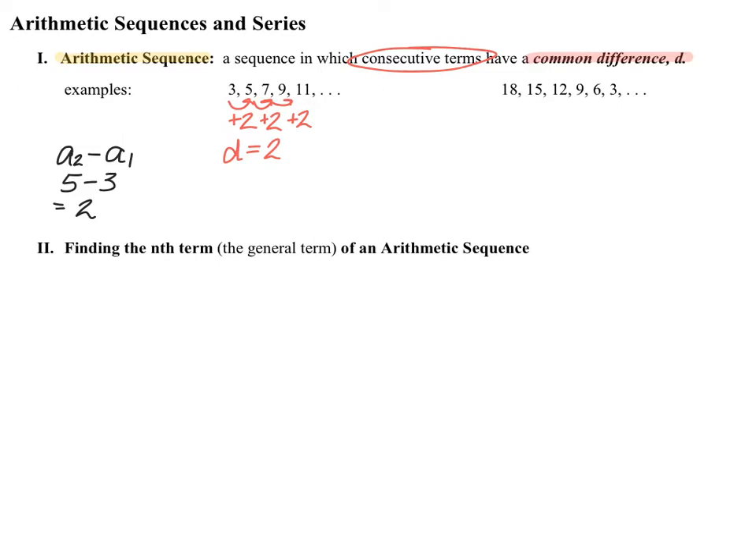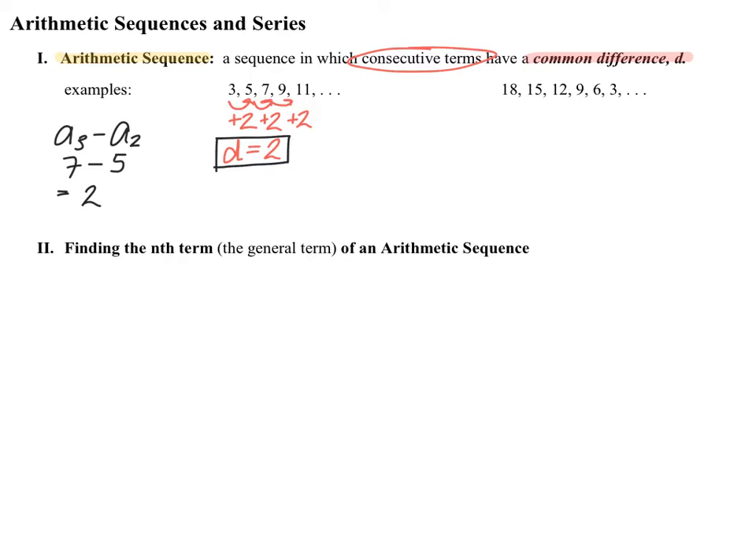Let me do that again just to show you that it does indeed work for any 2 terms that I pick that are consecutive. So let's say we take the third term, a sub 3, minus the second term, a sub 2. The third term is 7, minus the second term, which is 5. And indeed, that gives us again that common difference of 2. So we can identify an arithmetic sequence by looking for a common difference. If we have a common difference, then we know that the sequence is arithmetic.